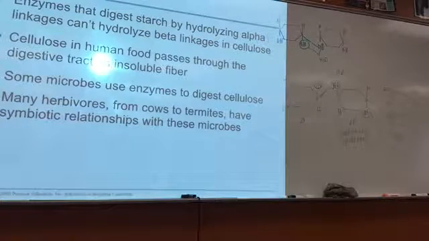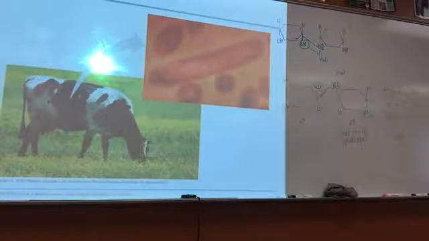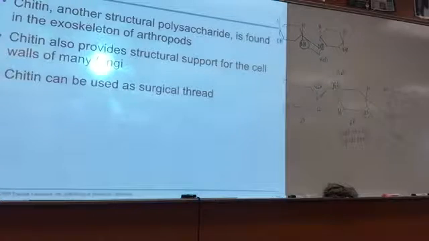And at the same time, the cows and so on, the microbes are helping to digest some of that cellulose for them, and as they excrete these enzymes, they can use some of the glucose and the cellulose for energy. They both benefit, and so here's the bacteria in the gut of the cow. The last structural polysaccharide is called chitin.